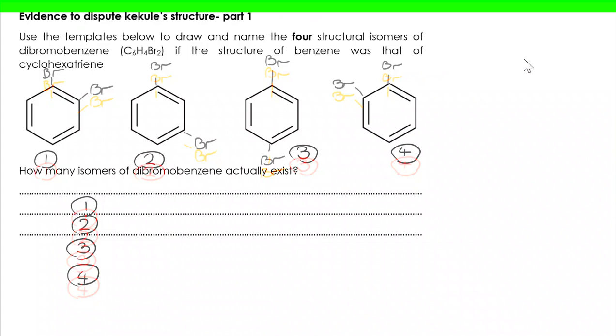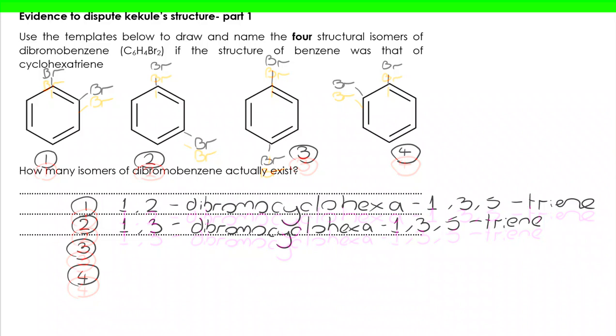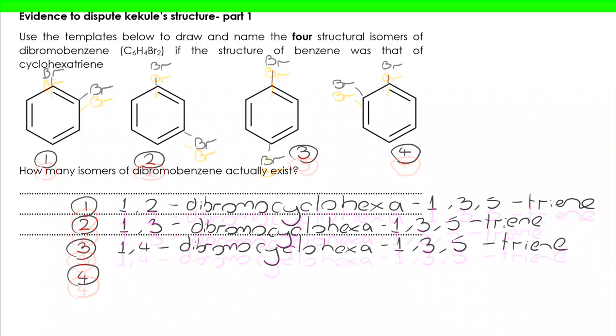Now, alkenes, or the ene, has a higher priority than the haloalkane. So the numbers will be based on giving us the lowest possible numbers for the alkenes. So the first one is 1,2-dibromo-cyclohexa-1,3,5-triene. The second one would be 1,3-dibromo-cyclohexa-1,3,5-triene. The third would be 1,4-dibromo-cyclohexa-1,3,5-triene. The fourth one is potentially a little bit more difficult.